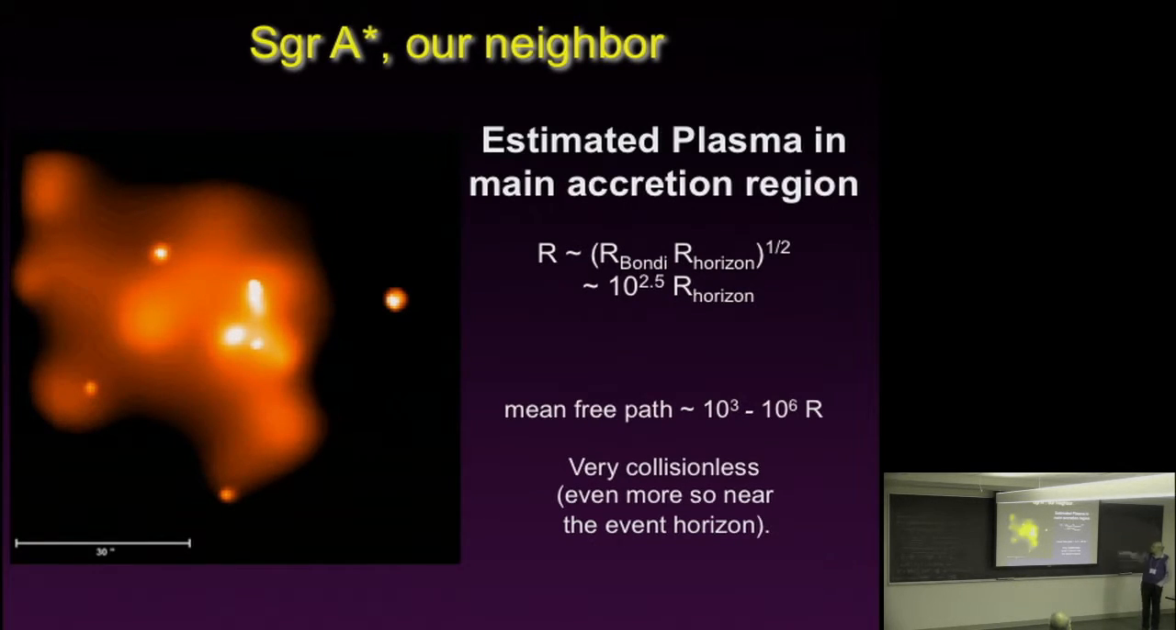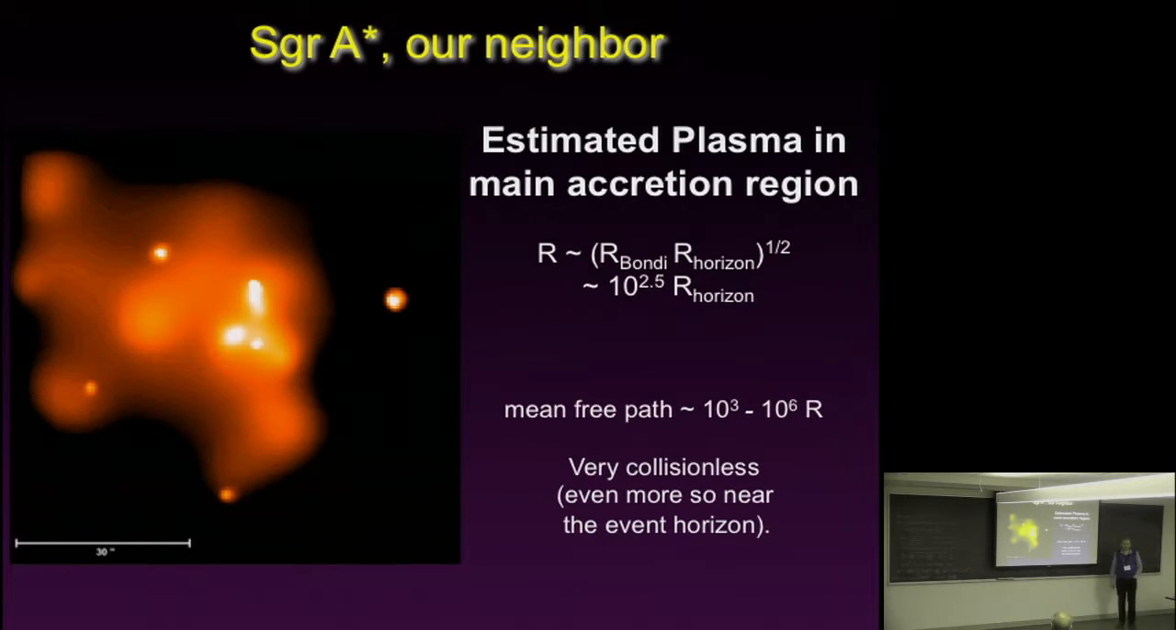And if you compute the mean free path, the distance for a particle to interact with another particle at that distance, it's about 1,000 to 1 million times larger than that distance. So the chance for a particle to collide with another particle at that distance is very, very small. This system is called a collisionless system. So virtually there are no collisions among the charged particles that are present in such a system.